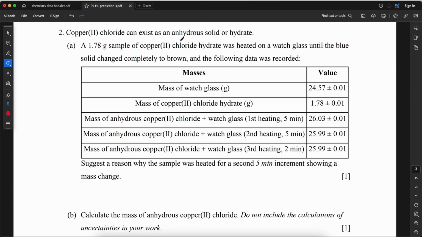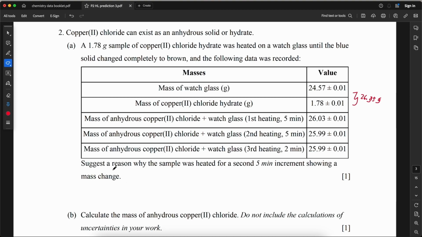Copper 2 chloride can exist as an anhydrous solid or hydrate. A 1.78 gram sample of copper 2 chloride hydrate was heated on a watch glass until the blue solid changed completely to brown, and the following data was recorded. So the watch glass only is 24.57, and with the copper 2 chloride hydrate, that would be 26.35 gram, right? After 5 minutes heating, the mass becomes 26.03, so there is not much change of the mass. Adding 5 more minutes, it becomes 25.99, and then 2 more minutes it is still 25.99. So there is not much difference after heating 2 more minutes.